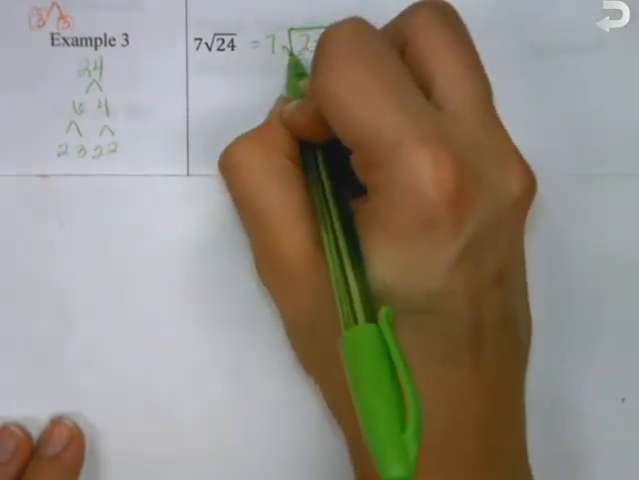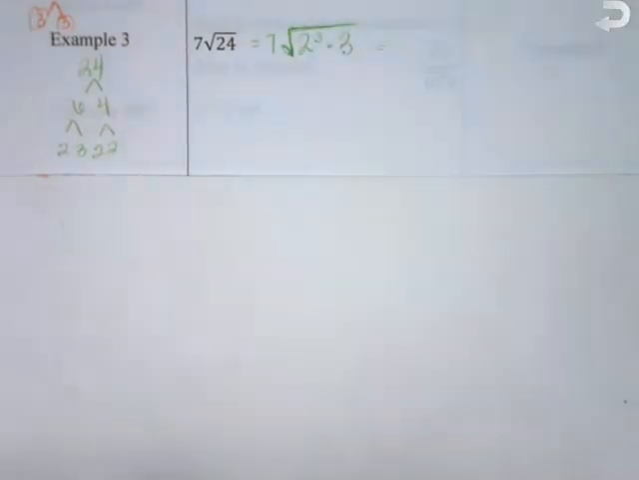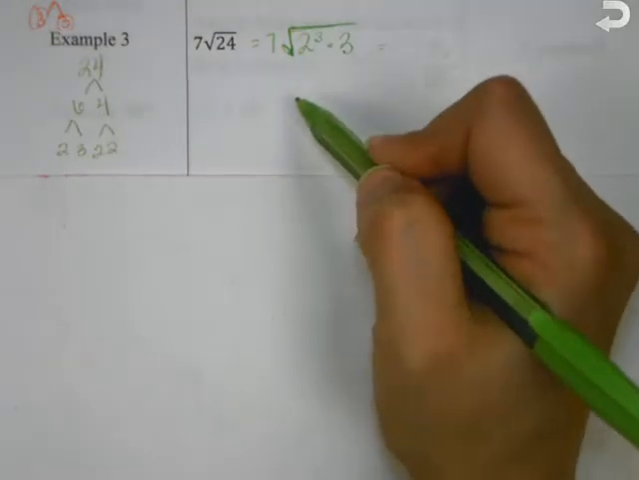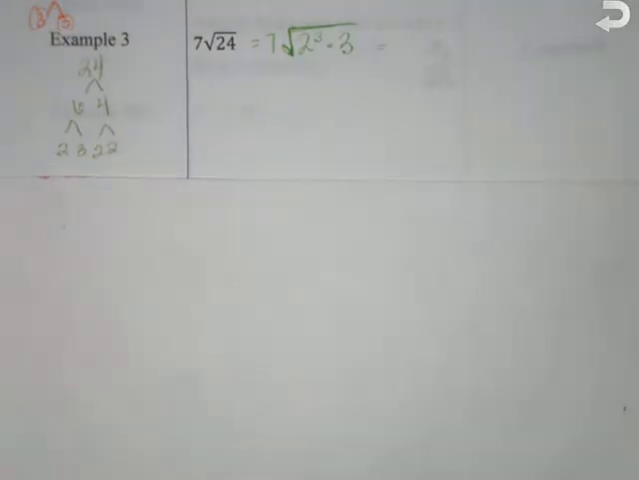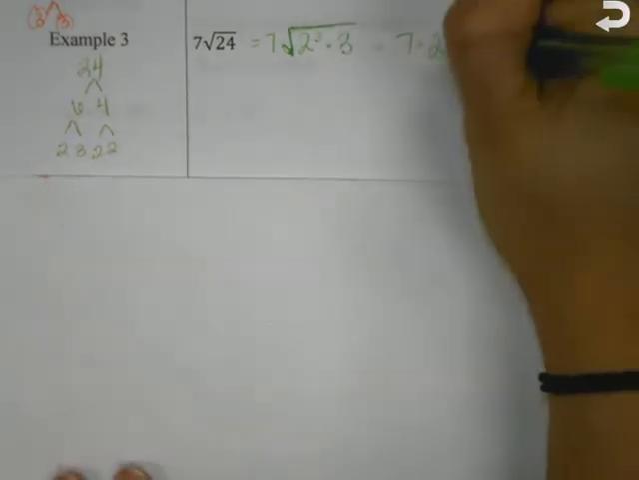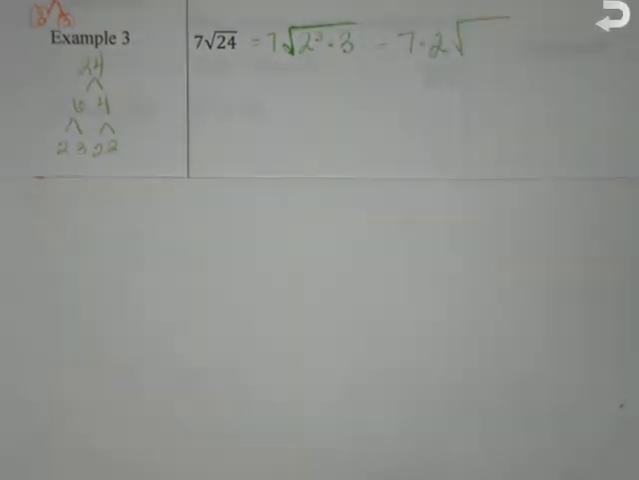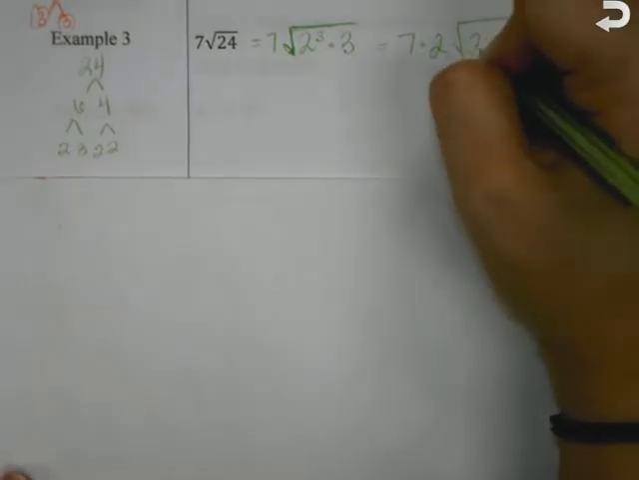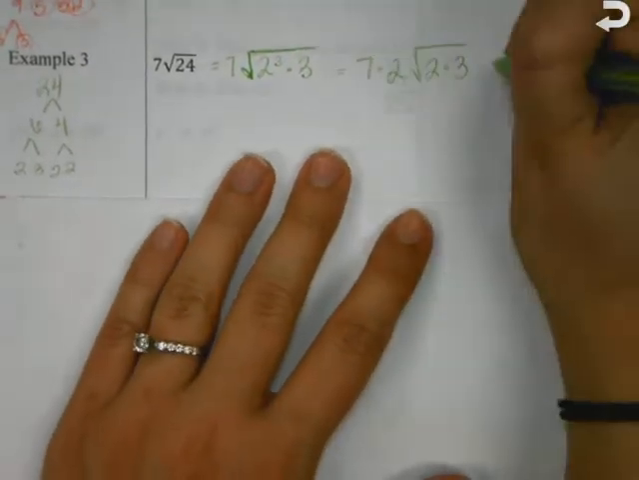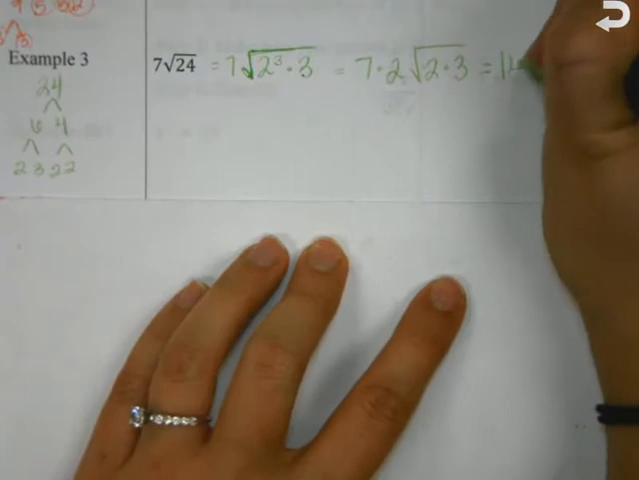Okay, can I take the square root of 2 to the 3rd? No, but can I take the square root of part of it? Yeah, there's a 2 squared, right? So we have 7 times 2. But what happens to that extra 2? Stays on the inside, so 2 times 3. So then what's my answer going to be? 14 root 6.